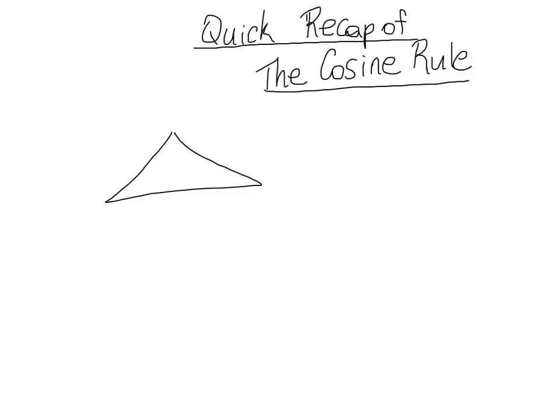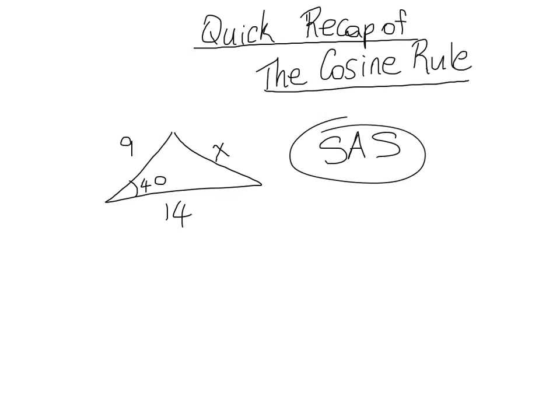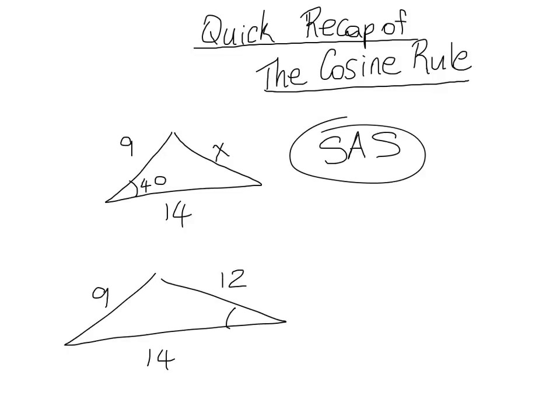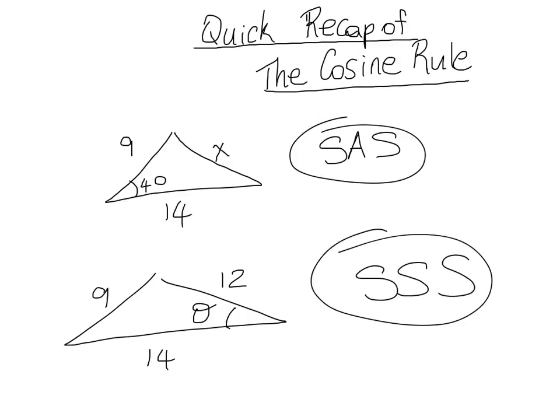You use cosine rule when you're given two sides, let's say 9 and 14, and the angle in between, let's say this is 40, and you're asked to find the third side. So when you're given SAS, you can use cosine rule. You can also use cosine rule if you're given all three sides. So let's say 9, 14, and 12, and you're being asked to find any of the angles. So you're given all three sides. You can use cosine rule. So those are the two cases in which you will find cosine rule helpful.